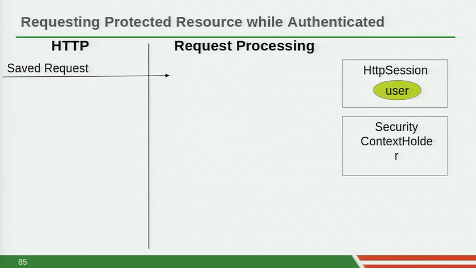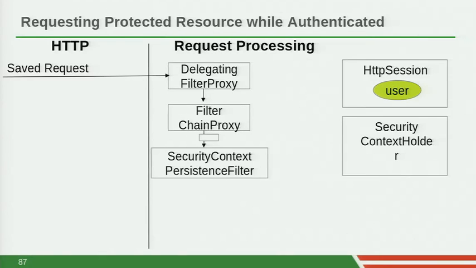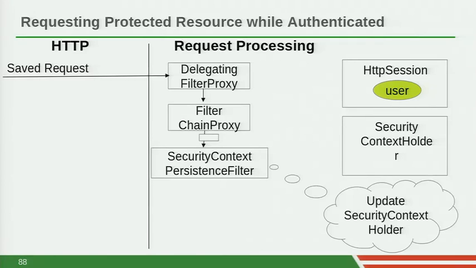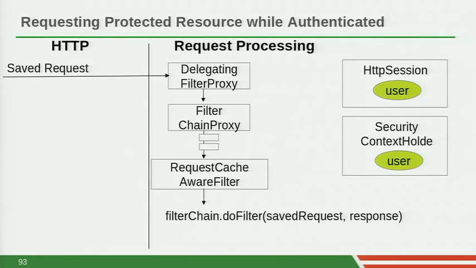So now we have our HTTP session populated, and the user is authenticated, and we're requesting our originally requested URL. The saved request comes in, and our delegating filter proxy sees it and delegates all the work to the FilterChainProxy. The security context persistence filter sees the request, realizes that there is a user in the session, and so it populates the security context holder. Now the rest of Spring Security can see that security context.